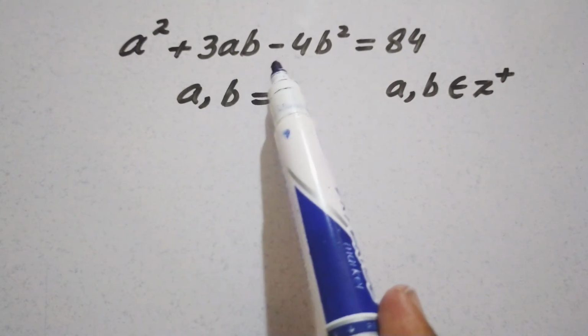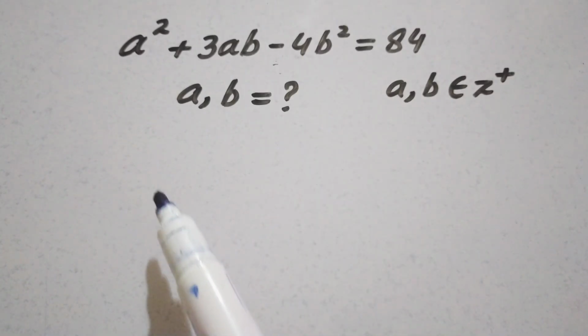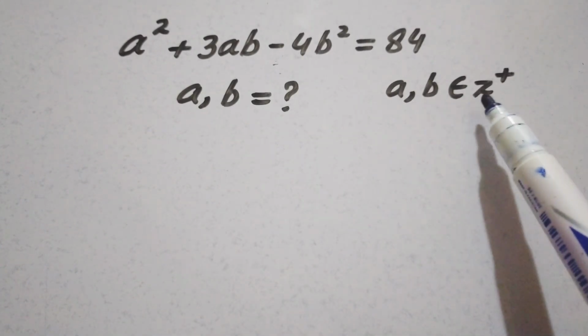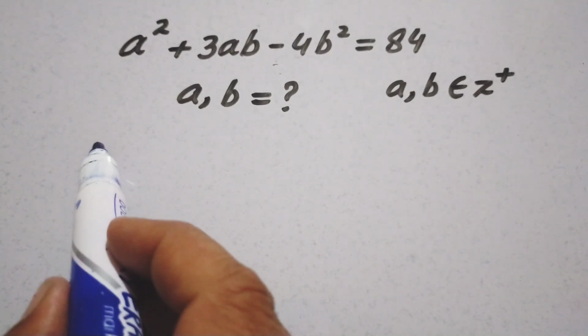a squared plus 3ab minus 4b squared is equal to 84, and we are interested to find a and b such that a and b belong to positive integers. Let's come to the solution.